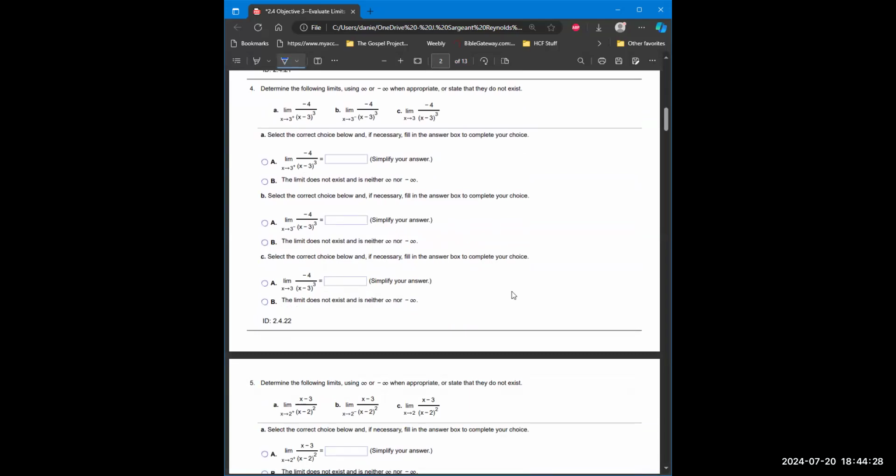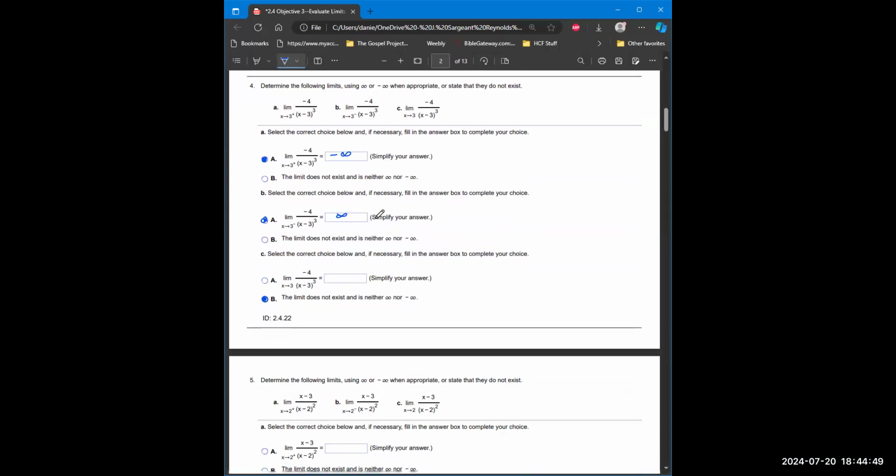So we get close to 3 from the right here. That's a positive. A negative divided by a positive is a negative infinity here. And then as I get close to 3 from the left, that's going to be a negative over a negative. It's going to be a positive infinity. So again, the limit doesn't exist. It's neither positive nor negative infinity.